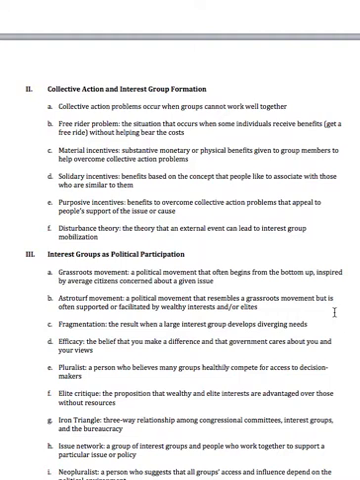Purposive incentives are benefits to overcome collective action problems. So these are benefits that are used to try to overcome apathy or overcome free riders or overcome people looking for material incentives or overcome people who just want to hang out with people who are just like them. So there are benefits to overcome these collective action problems that appeal to people's support of the issue or cause.